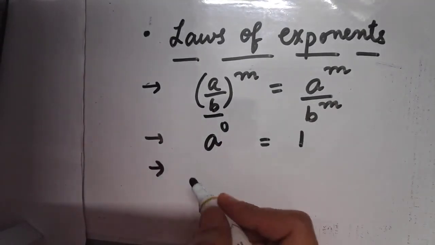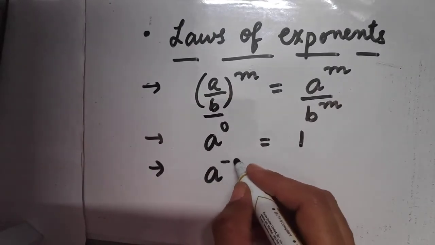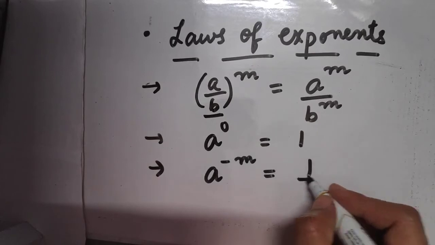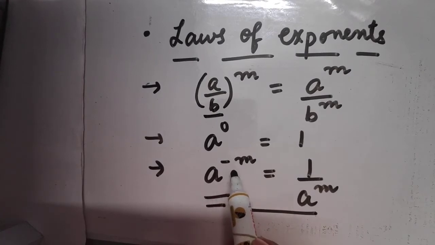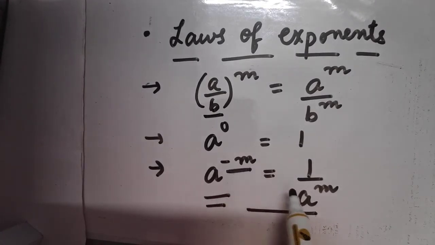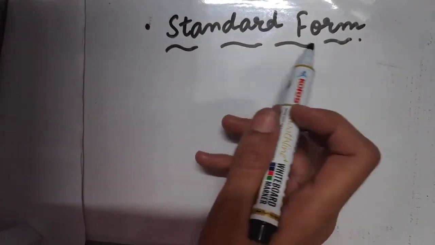This we have seen earlier, and one more is left, that is a raised to the power minus m is equal to 1 over a raised to the power m. This is a very important law which is mostly used in the questions: first of all, if the exponent is negative we need to make it positive by taking the reciprocal of the base. Now let's look at this topic, that is standard form.